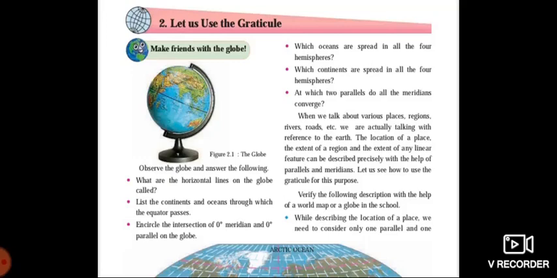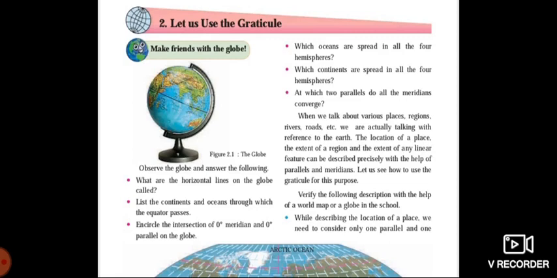So the first thing, that is, make friends with the globe. What they are asking us to do is observe the globe and answer the following. First, what are the horizontal lines on the globe called? Correct, they are called parallels of latitude. So now write down the answer with pencil in the given place. Yes, the horizontal lines on the globe are called parallels of latitude. You just write there parallels of latitude. We have just recalled it, isn't it?